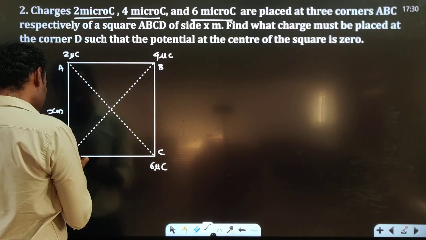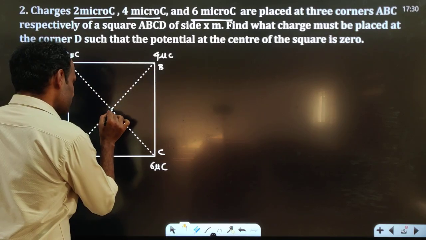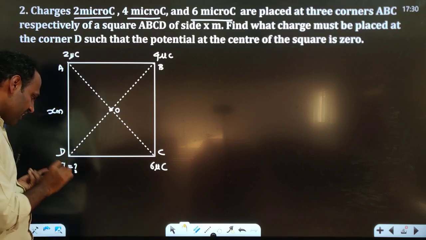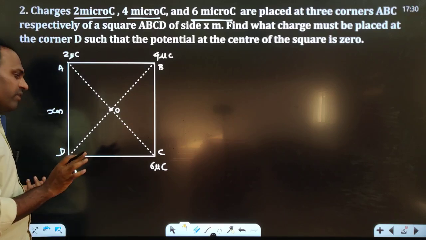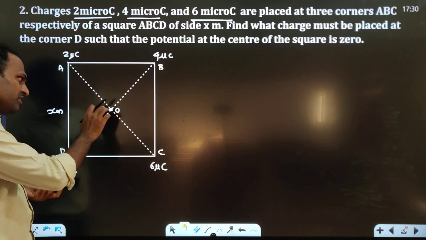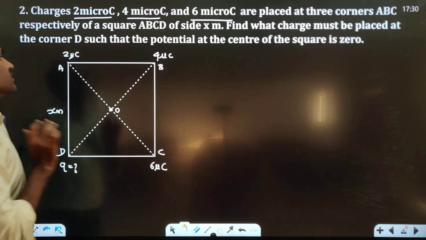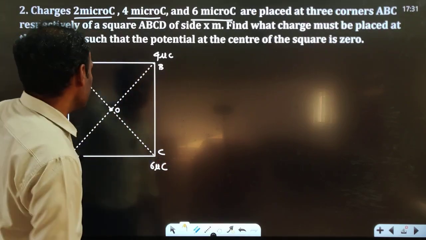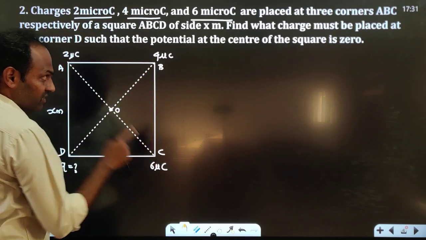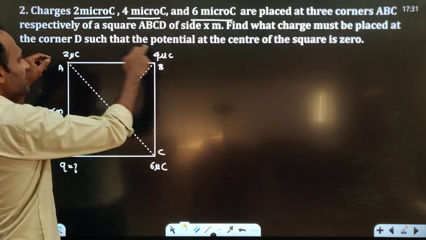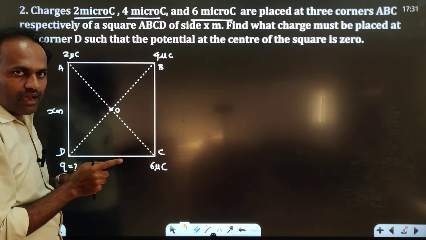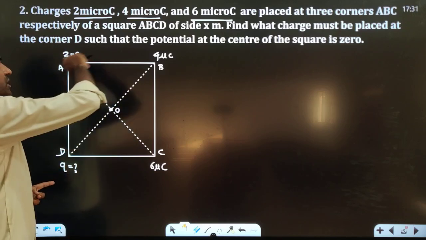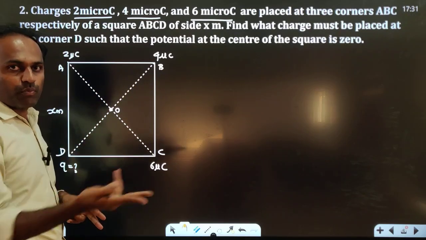So the center of the square means where the diagonals will meet. So here this point is the center of the square. I will name it as O. We don't know how much charge is at point D, right? And we don't know the value of that charge. As soon as we place this charge here, the net potential at the center should become 0, correct? Now see, a positive charge will have positive potential, a negative charge will have negative potential. Since there are three positive charges here, whatever positive potential these three charges produce at the center O, we must get that much negative potential from this charge. So that this charge's negative potential and these three charges' positive potential cancel out and the net potential becomes 0.